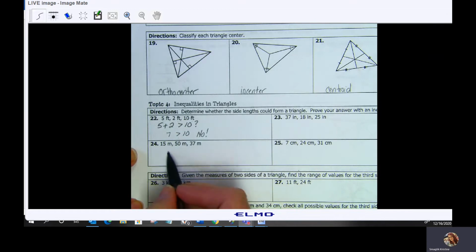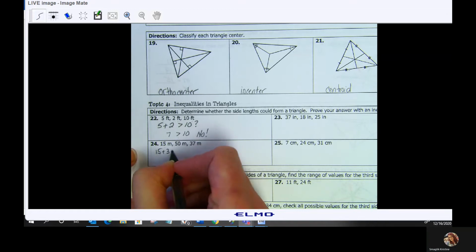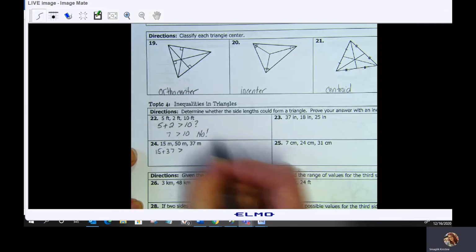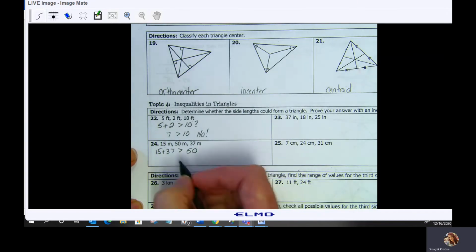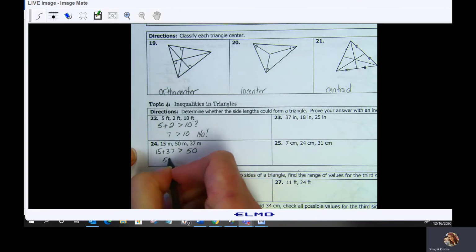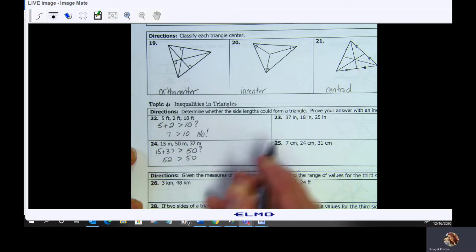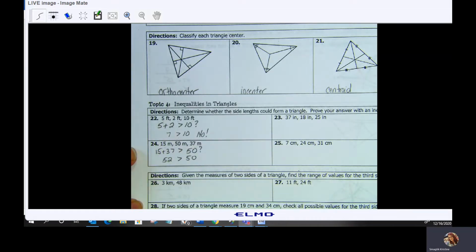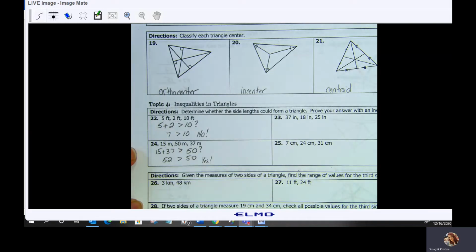Number 24, my two smallest sides are 15 and 37. Now my largest side is 50, so the sum of 15 and 37 would have to be greater than 50. 15 plus 37 is 52. So is this a true statement? Yes, it is. 52 is greater than 50, so yes, these could be the sides of a triangle.